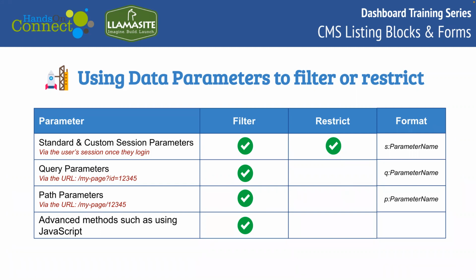So I talked a lot about standard and custom session variables. These are variables that are held in the session once the person logs in, and there's a form, and basically they can be used to filter and restrict.